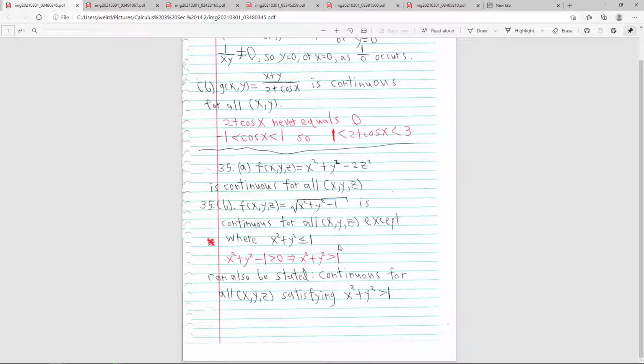Inequalities aside, being a little bit off, I think you get the point. This can be 0. You can have a square root of 0. The square root of 0 is 0. It's defined. So if x squared plus y squared does equal 1, then 1 minus 1 is 0, and it's fine. So x squared plus y squared has to be greater than or equal to 1. Little typo there, but whatever.